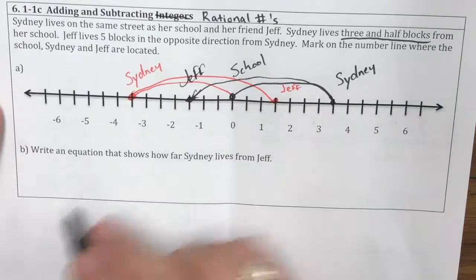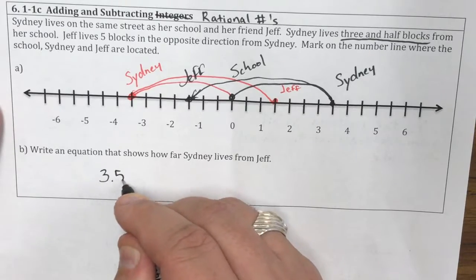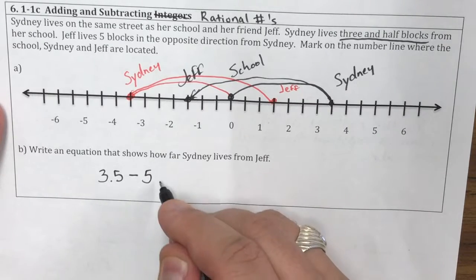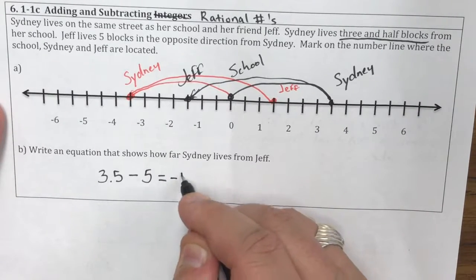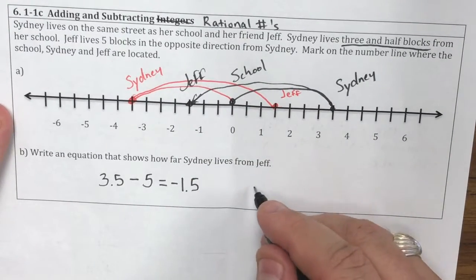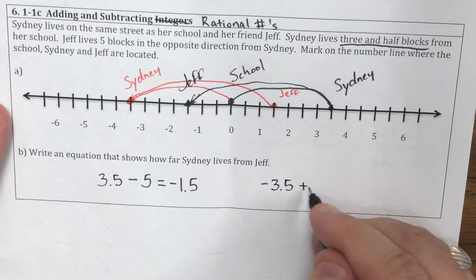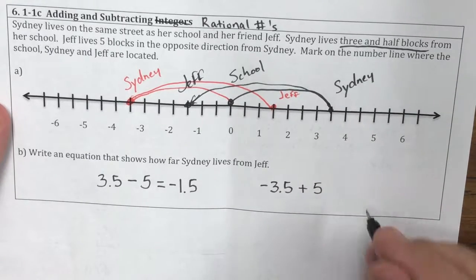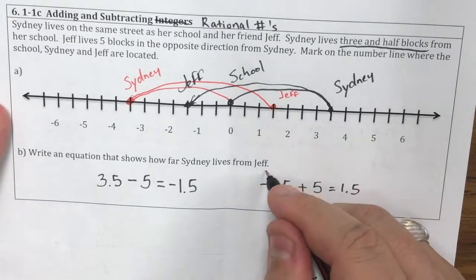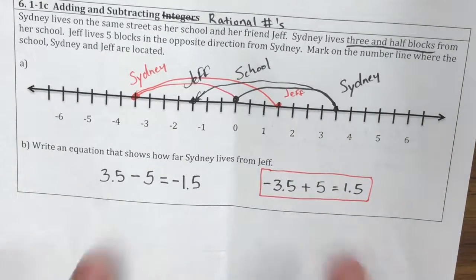We'll do the black pen first. So Sydney was 3.5 blocks from school. And Jeff was 5 blocks in the opposite direction, so that's like subtracting 5. And that gives us a negative 1.5. Now the red, Sydney still lived 3.5 blocks from school, and Jeff lived 5 blocks in the opposite direction, and that equaled a positive 1.5. And we illustrated that on our number line in red ink. Both of those ways are correct.